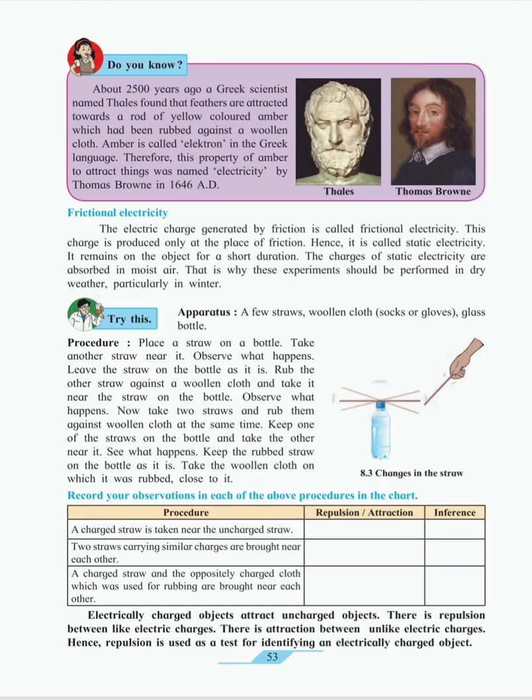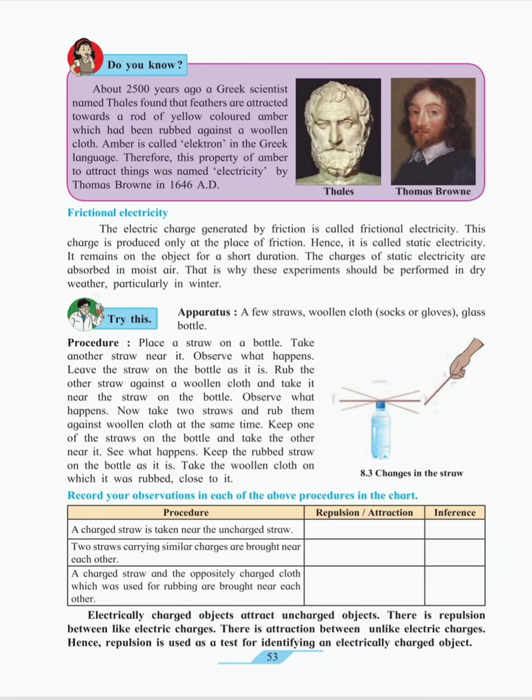The second case is what happens when you rub both the straws on the woolen cloth and you bring them close to each other. In the third case, so there are three cases in this experiment. The first case is to rub only one straw, keep it on the bottle upright and check whether another straw which is not rubbed on the woolen cloth, when you take it closer, what do you observe? In the second condition, you rub both the straws.